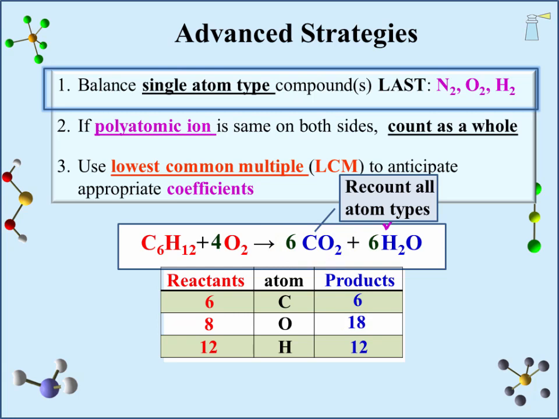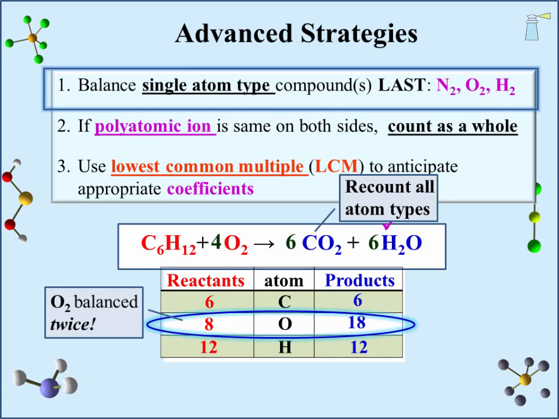What balancing the oxygen before the carbon does in this situation is to unbalance the oxygens, which will require another round of steps 3 and 4. The O2 is balanced twice when the strategy of balancing single atom type compounds last is not followed. The same coefficient of 9 will find its way in front of the oxygen, and the same balanced equation will emerge, but from a longer, more complicated process. This strategy is one of simplification.